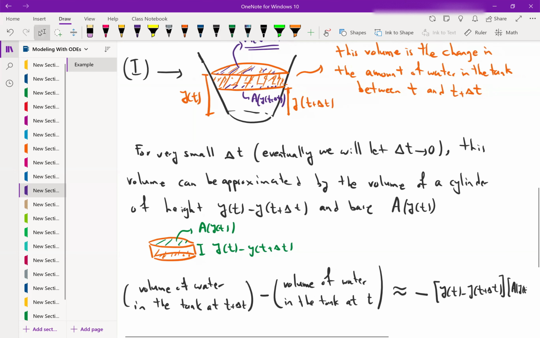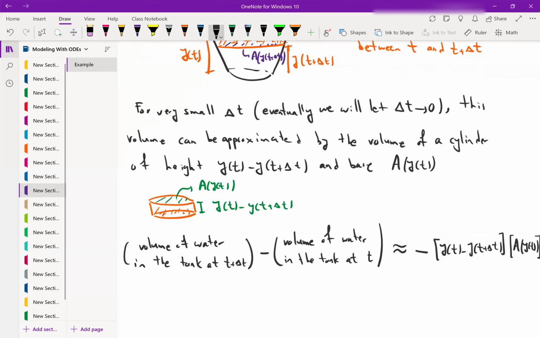Let me give myself a little bit more space. A of y of t, which is the area of the base. This approximation becomes more accurate as delta t goes to 0. Let me also write that. This approximation becomes more accurate as delta t becomes smaller and smaller.